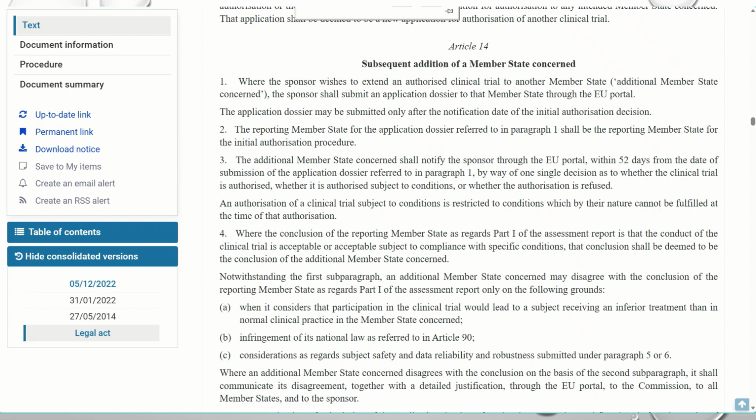So, Article 14 relates to the addition of a subsequent member state, and it takes up to 52 days, notwithstanding any request for further information. So if you want to extend your clinical trial to another member state that wasn't in the original initial application, you can do so using this mechanism. And that might be if you want to increase your numbers in terms of your recruitment.